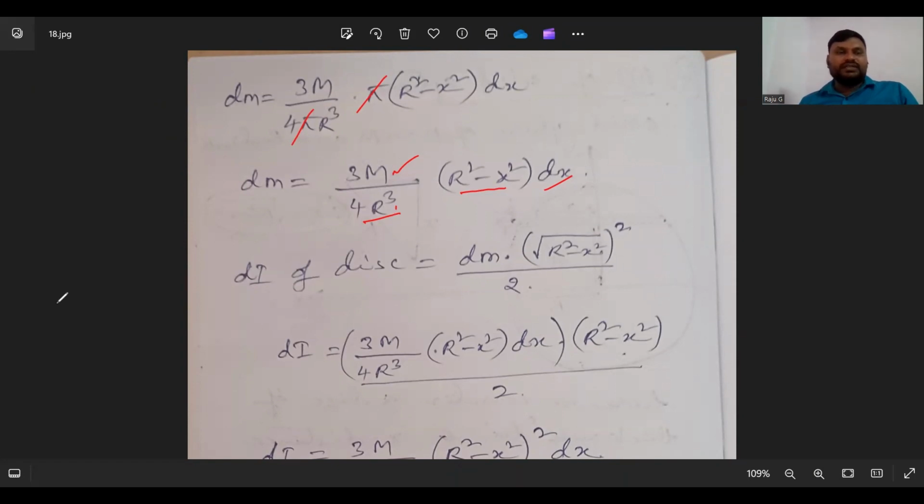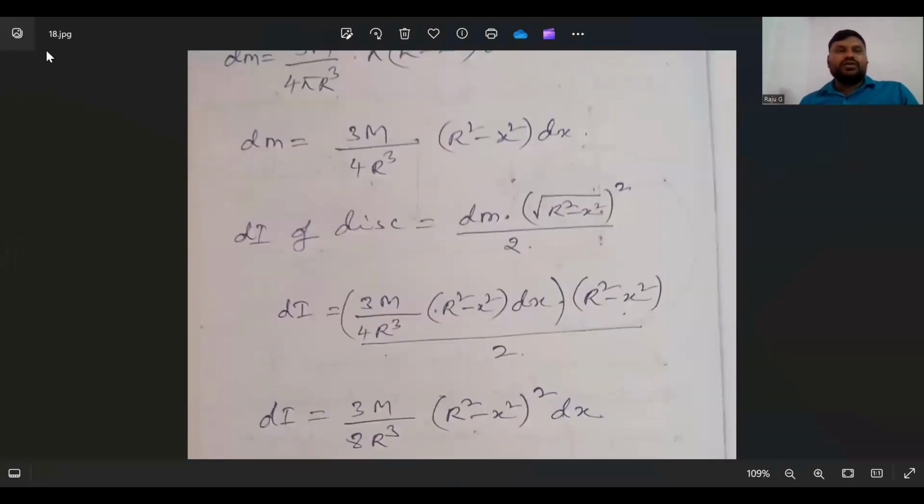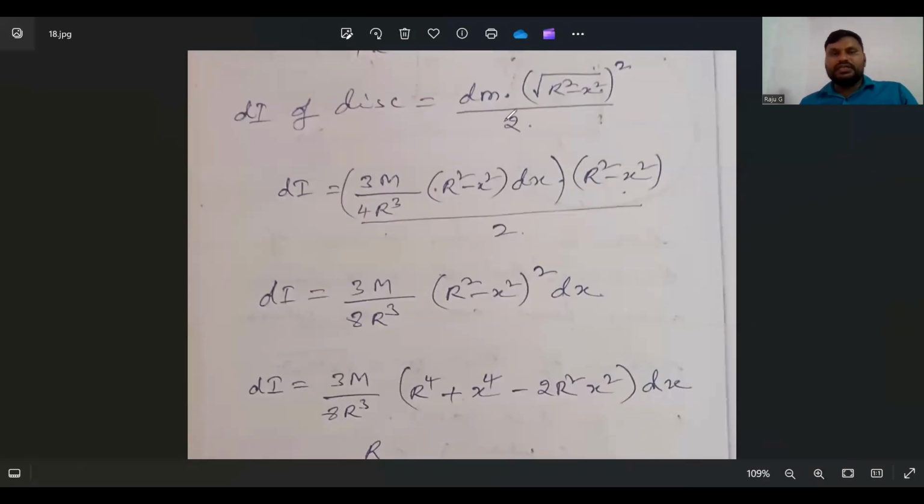So now we will find the moment of inertia of the disk. That small element is a disk, whose moment of inertia we previously learned is mr square by 2. Moment of inertia of the disk dI is equal to dm into r square divided by 2, whose mass is dm and radius is root over R square minus x square. Therefore, we will get dI after substituting dm and simplifying it. Substituting dm here, the square of root over R square minus x square is just R square minus x square. Simplify it, then we will get dI as 3m by 8R cube into R square minus x square whole square. This R square minus x square into R square minus x square will be R square minus x square whole square.